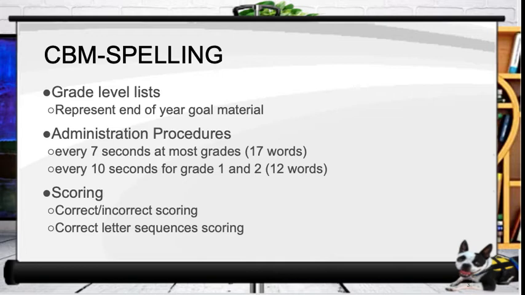Now when it comes to administration, for grades 1 and 2, we give a new word every 10 seconds. But when we're in grades 3 and up, we give a new word every 7 seconds. So first and second grade will have 12 words, every 10 seconds they get a word. And then third and up, every 7 seconds they get a word, for a total of 17 words.